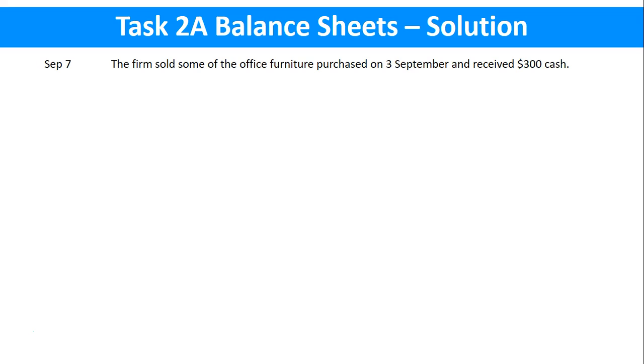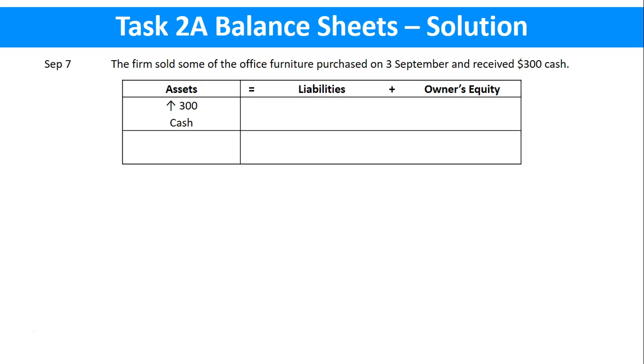September the 7th, the firm sold some of the office furniture purchased on the 3rd of September and received $300 cash. So what we've got more of is an asset called cash that's gone up $300. But to do it, we've had to give up another asset called office furniture, which has gone down $300. There's no impact on liabilities or owner's equity here.